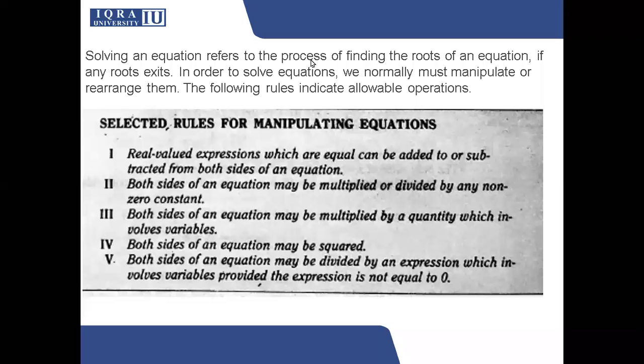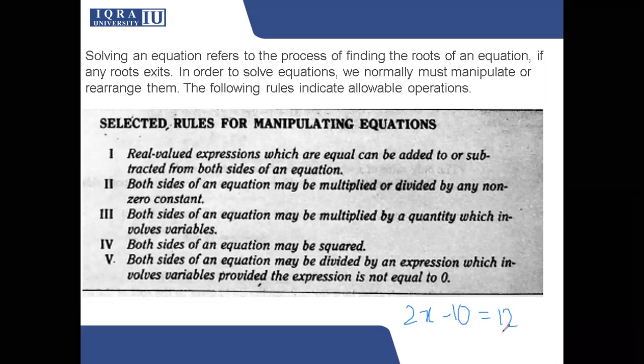So let's suppose I have an equation. I have some short space, but I'll just call it 2x minus 10 equals 12, right? So real valued expressions which are equal can be added or subtracted from both sides of an equation. Usually you must have studied in your school or college levels that I have to bring all the variables to the left side, or to one side, and keep the numbers to the other side. So I have to take this 10 to the other side, and when I take this 10 to the other side, the sign automatically changes.